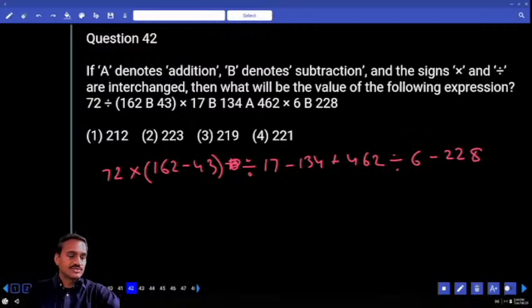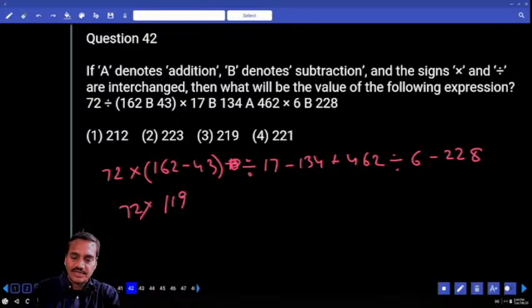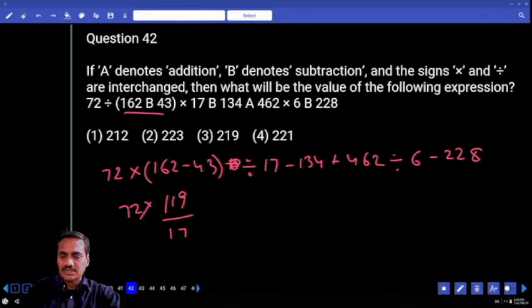Now tell me what is the value of this one? And now here 162 minus 43. What is the value we have? 162 minus 43? 119. Now 72 into 119 divided by 17. Now this is into, and divided by 17. Now divided by 17, how many times it goes? 7 times. Then 7 times, next one minus 134 plus 462 divided by 6.